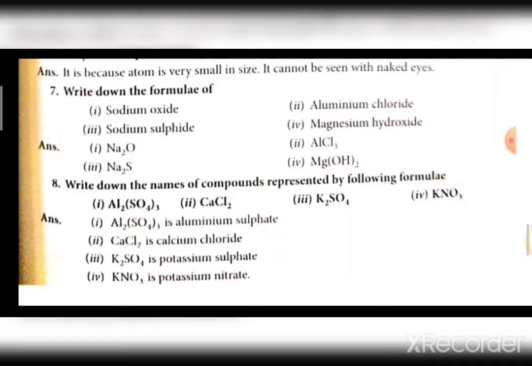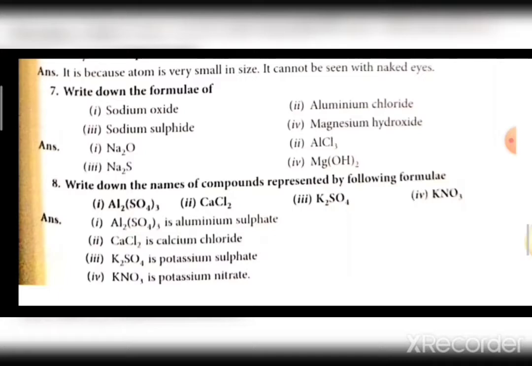Second is aluminium chloride. AlCl3. Aluminium valency is 3, chlorine it is 1. Crisscross we will get AlCl3. Sodium sulfide. Na valency 1, sulfide valency 2. So crisscross we will get the formula Na2S.